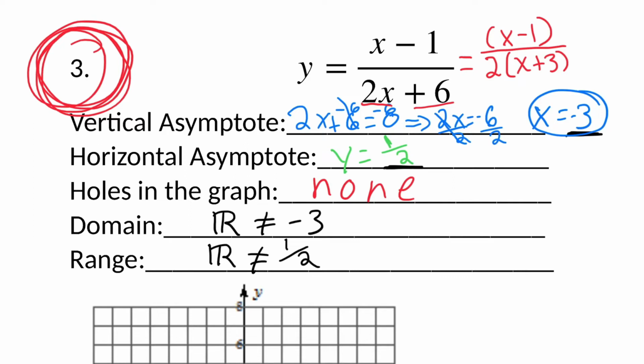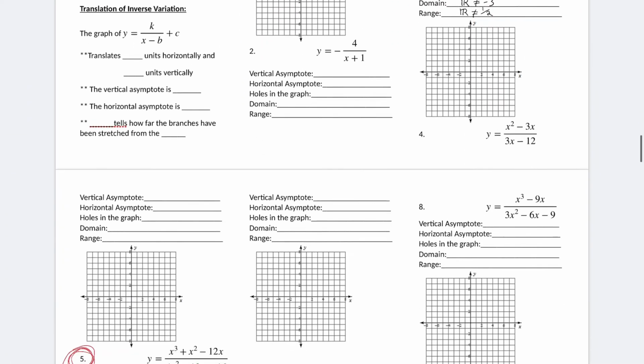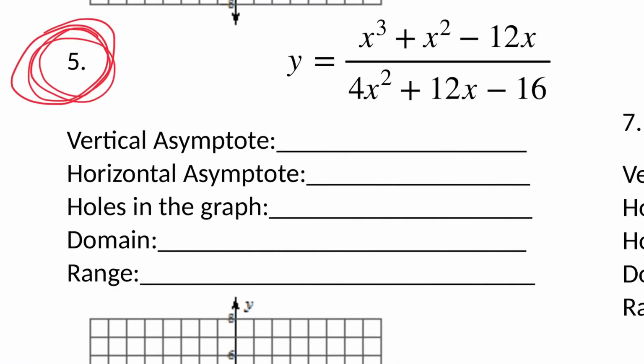So now let's look at number 5 in the notes to see what if we did have a hole and what if we didn't have a horizontal asymptote. So for the first thing, and remember, if I go too fast, you can always pause it. We always want to set our denominator equal to 0 to find our vertical asymptote.